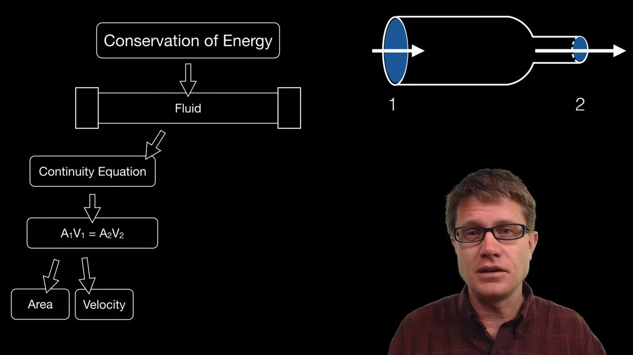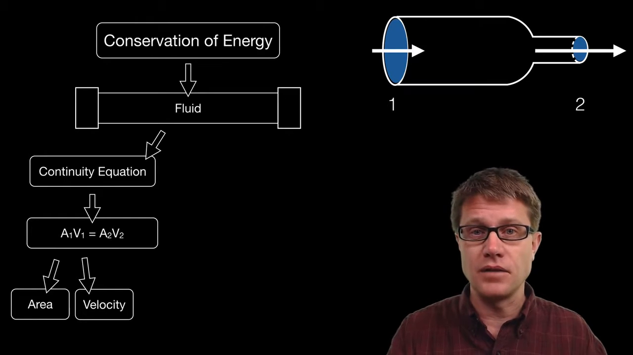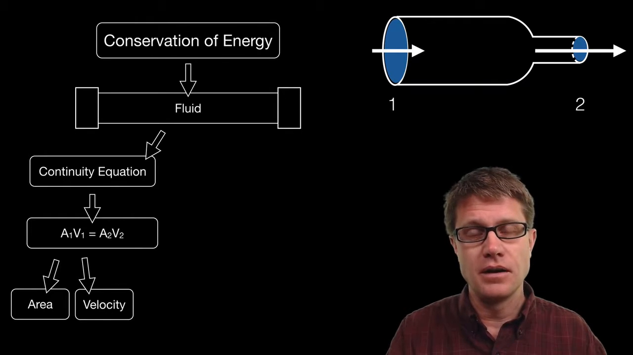An application of this, if you've ever had a hose, as water comes out of it, it's got a large cross-sectional area. If you put your thumb in front of it, what are we doing? We're decreasing the cross-sectional area. What happens to the velocity? It increases.